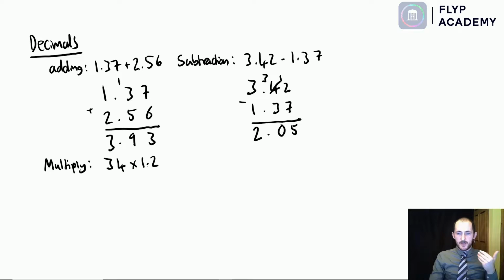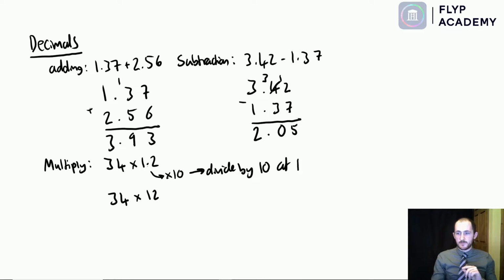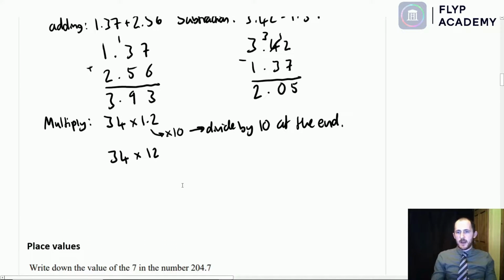So if I times this number here by 10, my question now becomes 34 times 12, which I'm more than capable of doing. Okay? But what I need to do is remember at the end to divide by 10. So because I've timesed by 10, divide by 10 at the end. Likewise, if you times by 100, you divide by 100. Times by 1,000, divide by 1,000, and so on. And if you times both numbers by 10, you divide by 100 at the end, or you divide by 10 twice. Okay? So let's work out how to do 34 times 12.